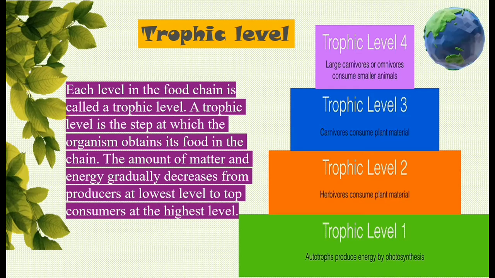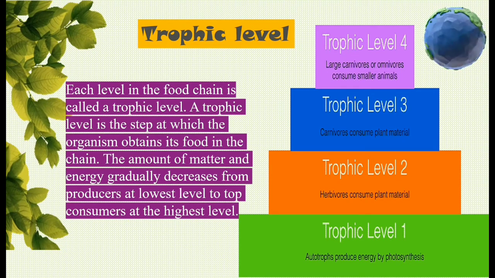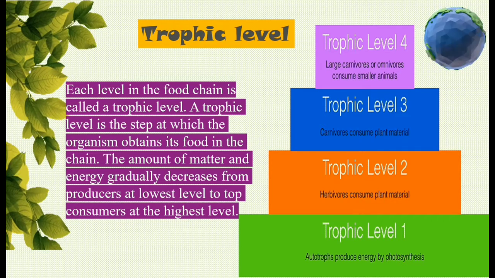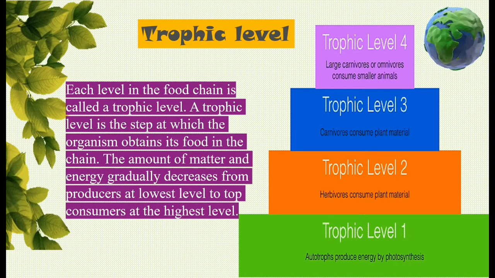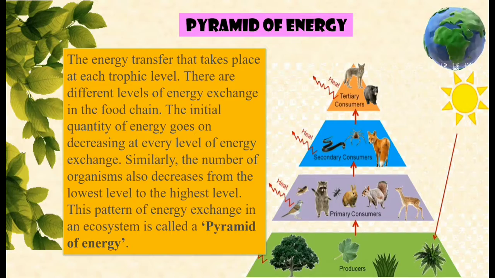Okay, now each level of the energy pyramid that you see is called a trophic level. The first trophic level has the producers, that are the plants. The second level has herbivores which consume plants. The third level is the carnivores which consume plant eating animals, and the fourth one is large carnivores or omnivores which consume smaller animals. Okay, so I hope now trophic level is clear to all my students.